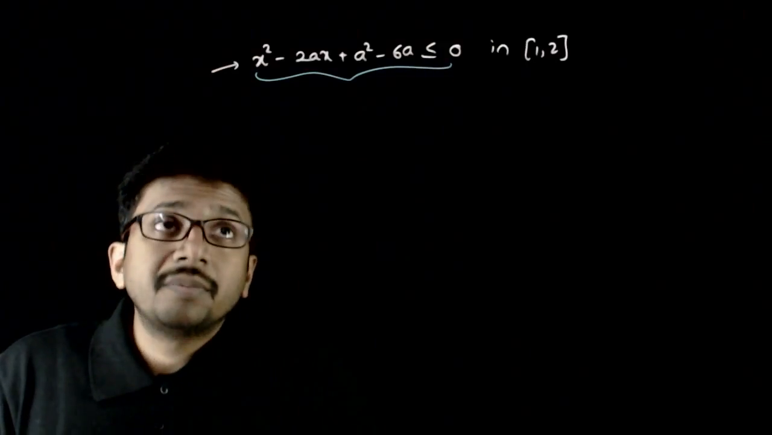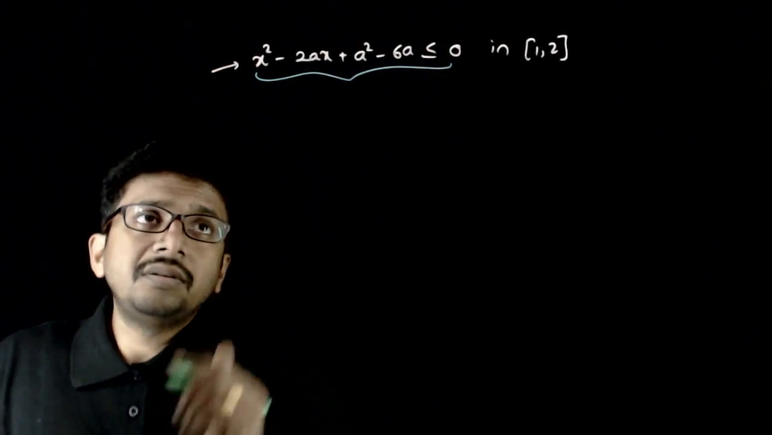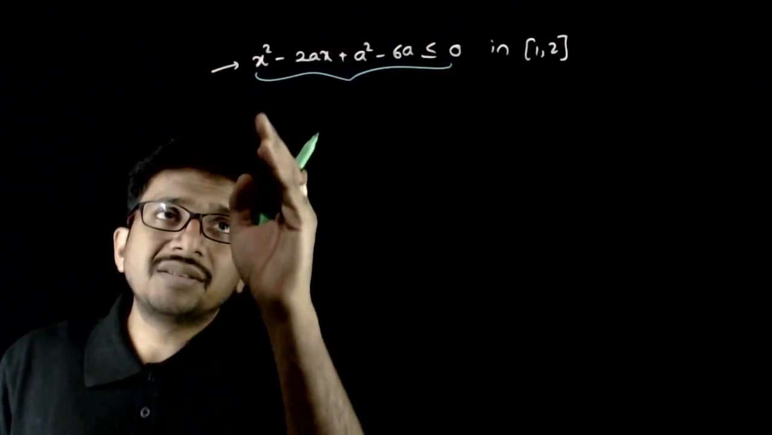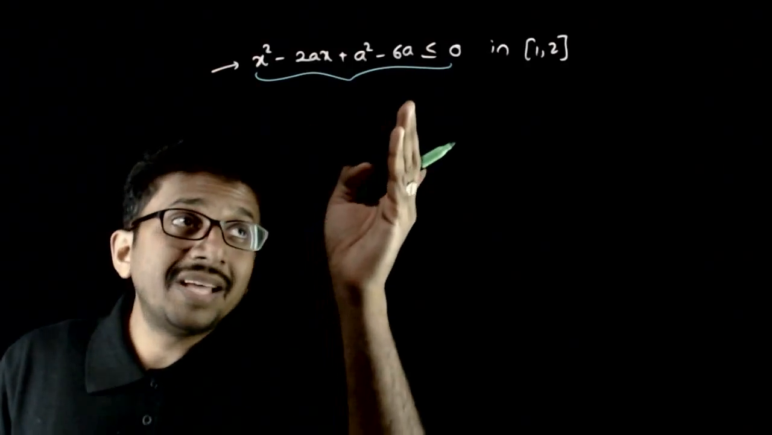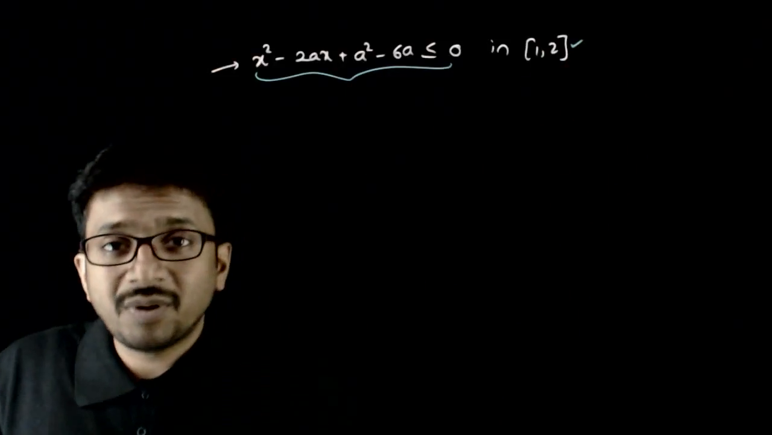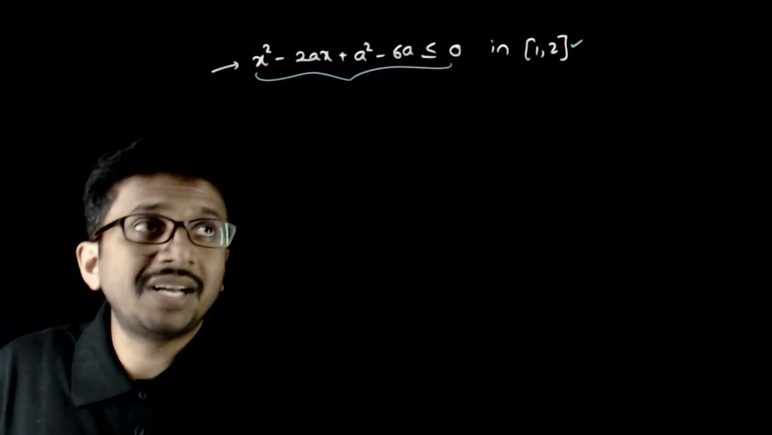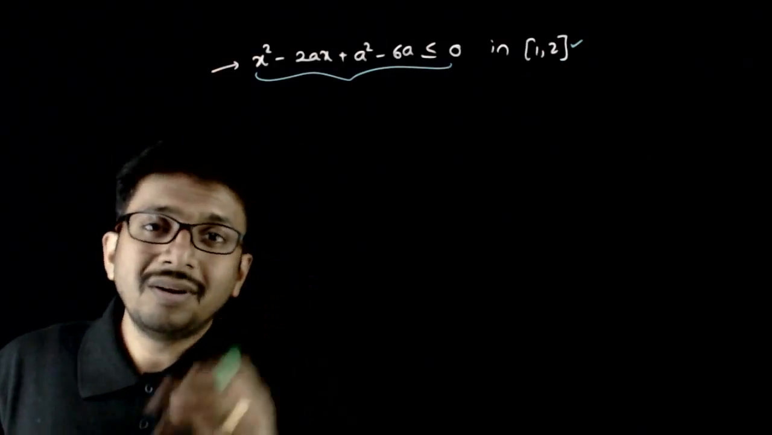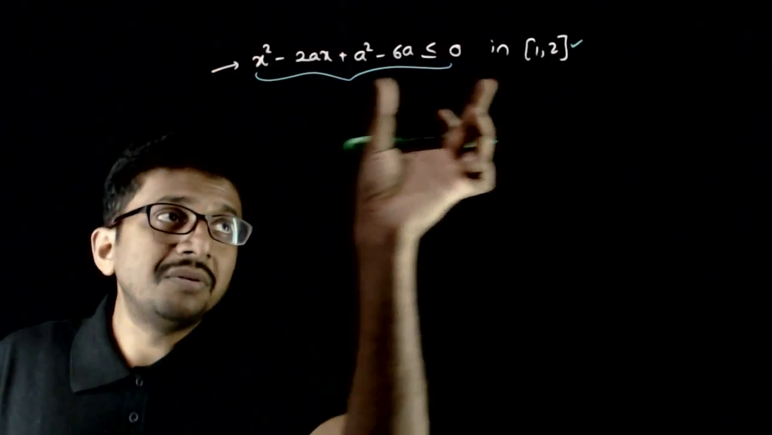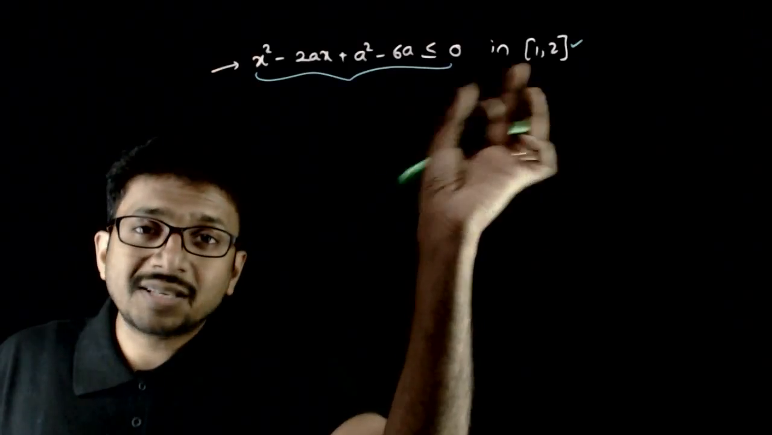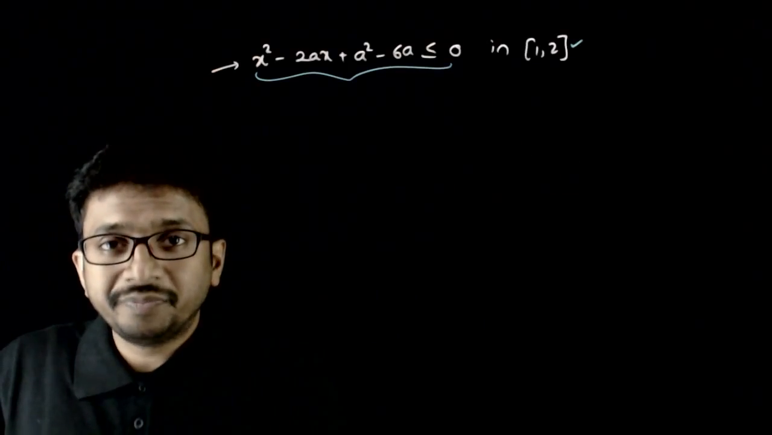So welcome students. In this question, we are given a quadratic inequality: x square minus 2x plus a square minus 6a should be less than 0 for all x belonging to (1, 2). If that is the case, a should belong to which interval? So this has to be less than or equal to 0 for every x belonging to (1, 2).